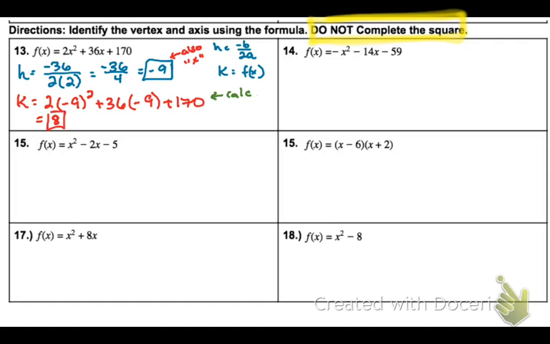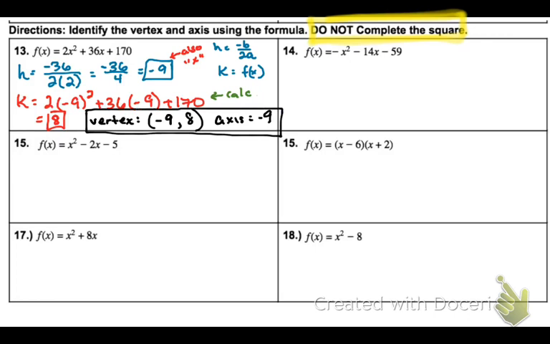That means that for our vertex, so the vertex here, it's going to be your x, which is your h, and then it's going to be your y, which is your k, and then your axis will be -9. And this is how you would find your vertex and the axis without completing the square and doing all of the extra steps that we've been doing. However, you have to know both methods. And this is using the formula method.